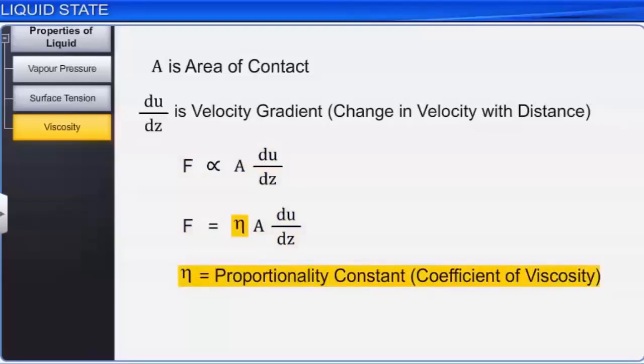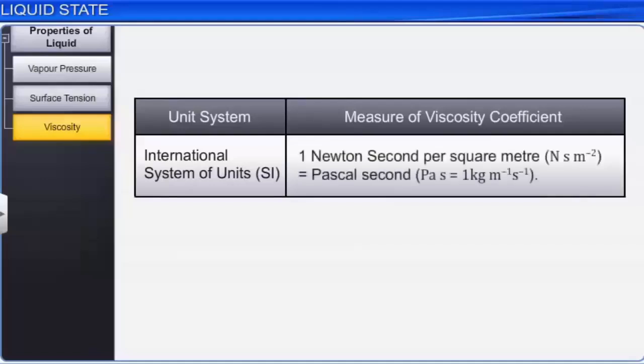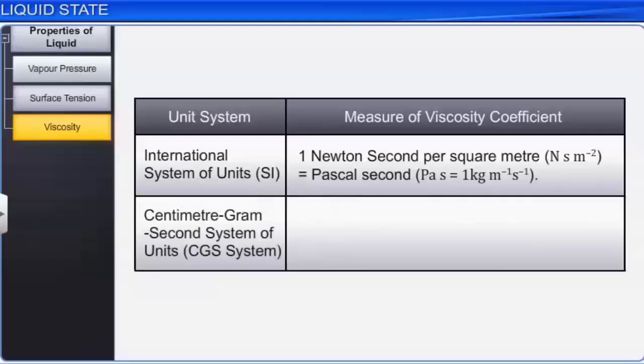The coefficient of viscosity is defined as the tangential force per unit area required to maintain the unit difference of velocity between two layers unit distance apart. The SI unit for the viscosity coefficient is 1 Newton-second per square meter, which is identical to 1 Pascal-second. In the CGS system, the unit for the coefficient of viscosity is poise, named after the great scientist Jean-Louis Poiseuille.